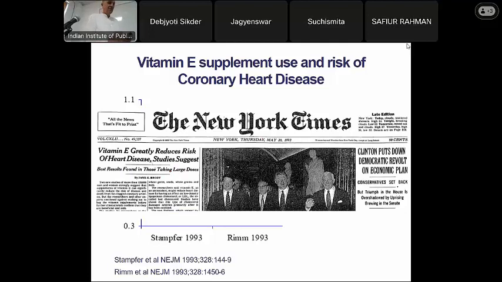And this is the lead news story in the New York Times. It knocked Bill Clinton off from the main headline. And the main headline is "Vitamin E greatly reduces risk of heart disease," study suggests. So the headline makes a causal claim. You reduce the risk. This means you're actually having an effect on heart disease.